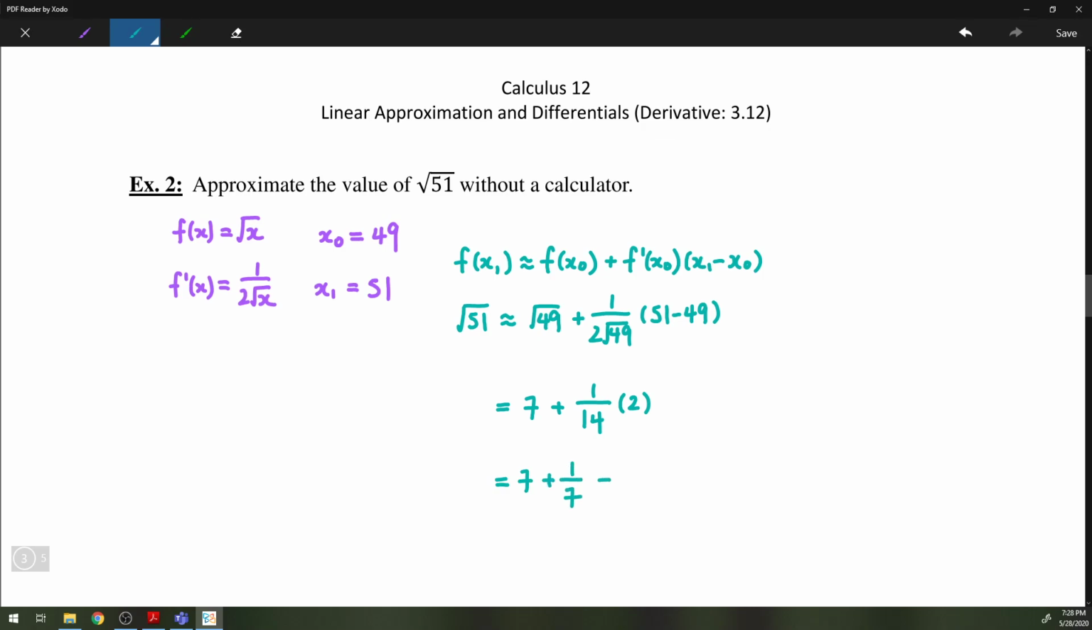And if you use a calculator to evaluate this, this is approximately equal to 7.1428 and so forth. And the actual value of the square root of 51 is very close. It will be 7.1414 and so forth. So a good approximation once again, as you might expect.